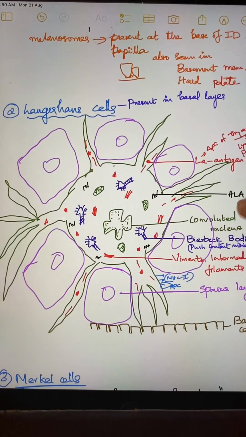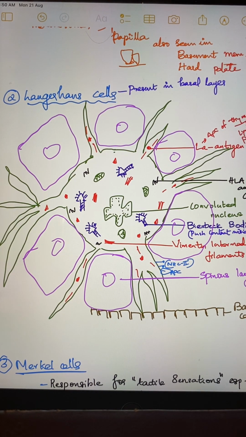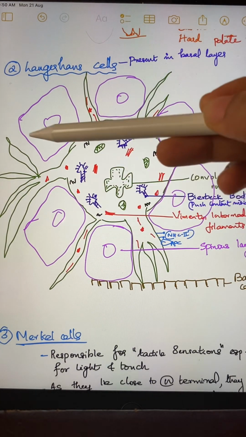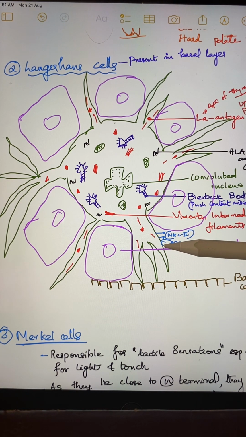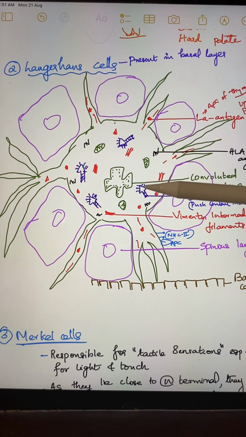Then next are the Langerhans cells. I just briefly told you about Langerhans cells before. These Langerhans cells can be seen in the spinosum layer. This is the spinous layer, and inside you can see the Langerhans cells. It also has dendritic processes, and this is the basal layer. They are antigen presenting cells, as I discussed just now, with MHC, and they have special bodies called Birbeck bodies. They push the content inside out. So these are the Langerhans cells, which are also present in the basal layer.